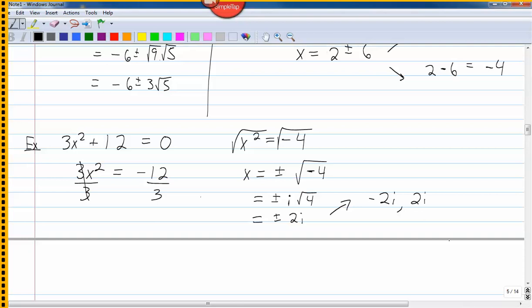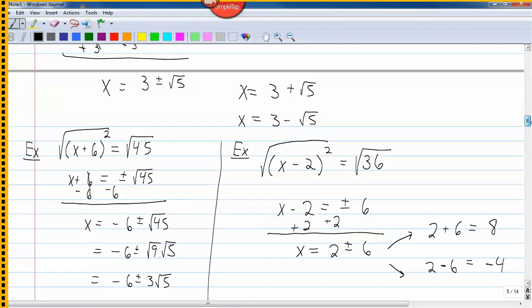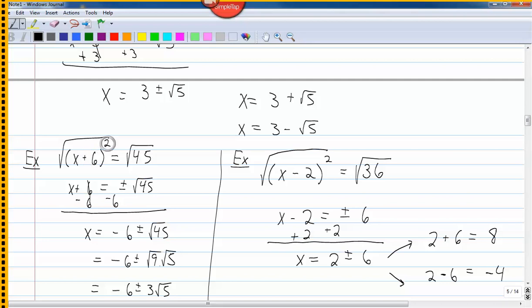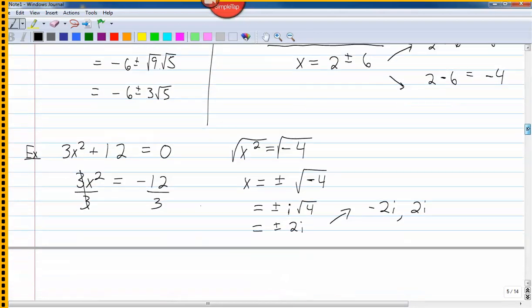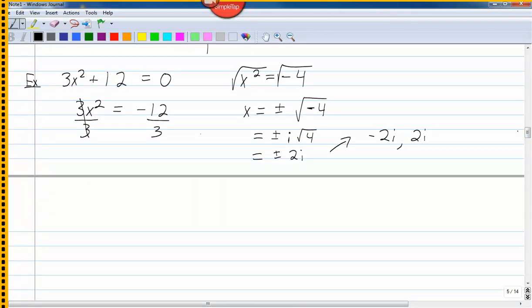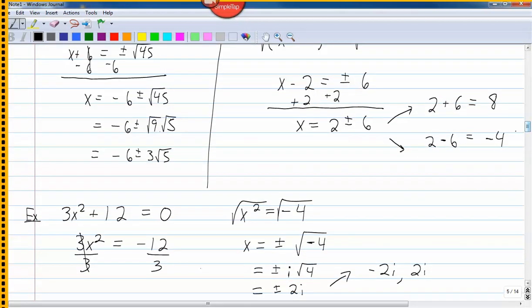Okay. When do we use the square root property? Whenever we don't have the x term, or we're given something like a binomial squared equals a number, or a binomial squared minus or plus a number equals 0, and you want to solve. You can use the square root property there. Okay. So that's the first two methods for solving quadratic equations.